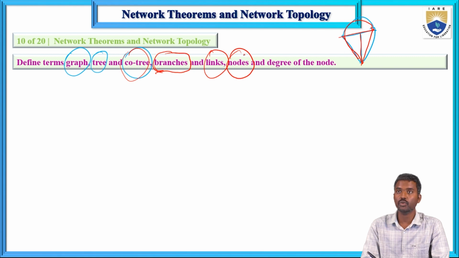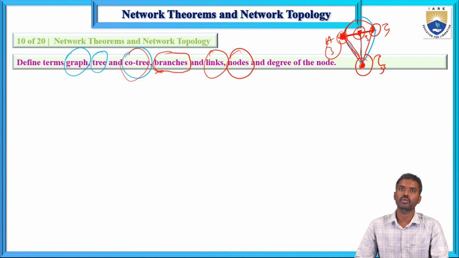And node means two or more branches connected to one point. So here this is one branch, this is one branch, and this is one node, this is one node, this one is one node, and this one is one node. And degree of node means number of elements connected to a node. Node A degree of node is 3, node B degree of node is 3, node C degree of node is 3, and this node is also degree 3.